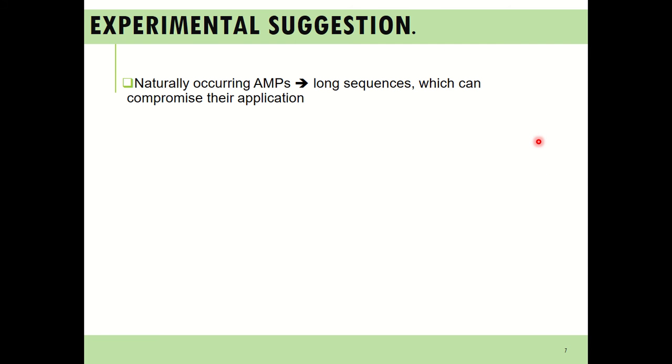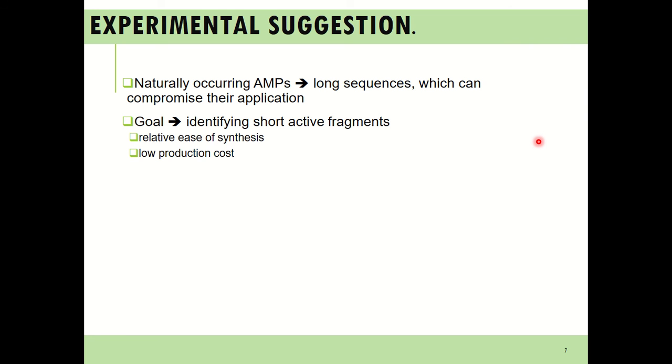Most of the naturally occurring antimicrobial peptides have rather long sequences, which can compromise their application as drugs due to the high cost of production at industrial scale. Therefore, my goal here is to identify short active fragments as a base to develop the AMPs, which is promising due to their relative ease of synthesis and low cost production.